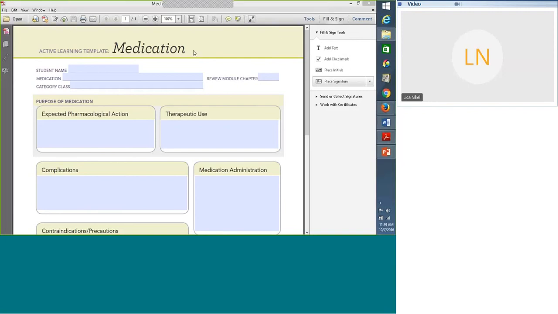So the faculty keeps in close communication, knowing that you have different instructors teaching your lab and clinical. We all want to make sure we try to keep the message consistent. So this is the ATI template.